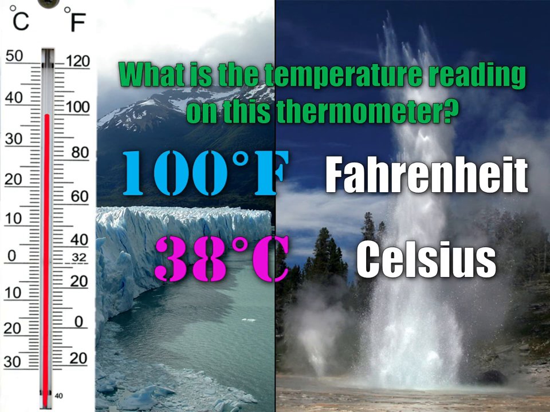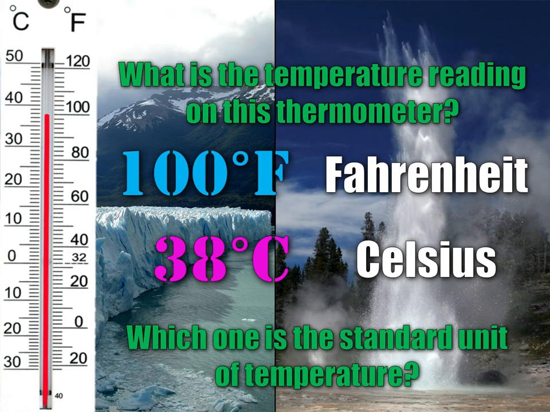And then Celsius based his scale on water. So he said that water boils at 100 Celsius and freezes at 0 Celsius. So there's two different scientists that had two different ways of defining temperature. And so that's the reason why we have these two different scales. Of these two scales that we find on your typical thermometer, which is the standard unit of temperature?